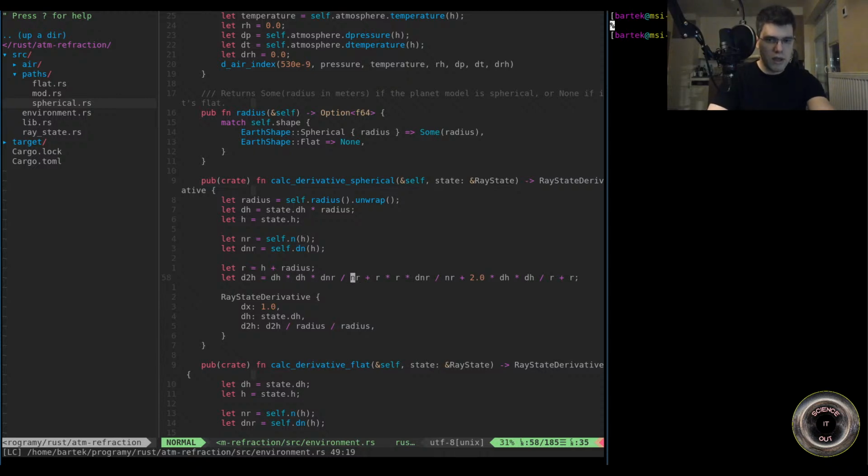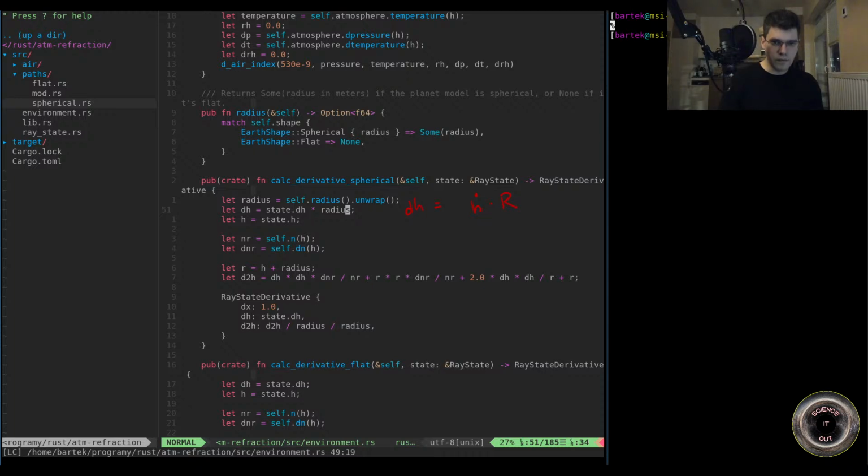So I'm trying to figure out. Okay, so I multiplied the h times radius. It's a bit harder, because of what I call the h here. So let's write it again. What I call dh here is actually h dot times r.